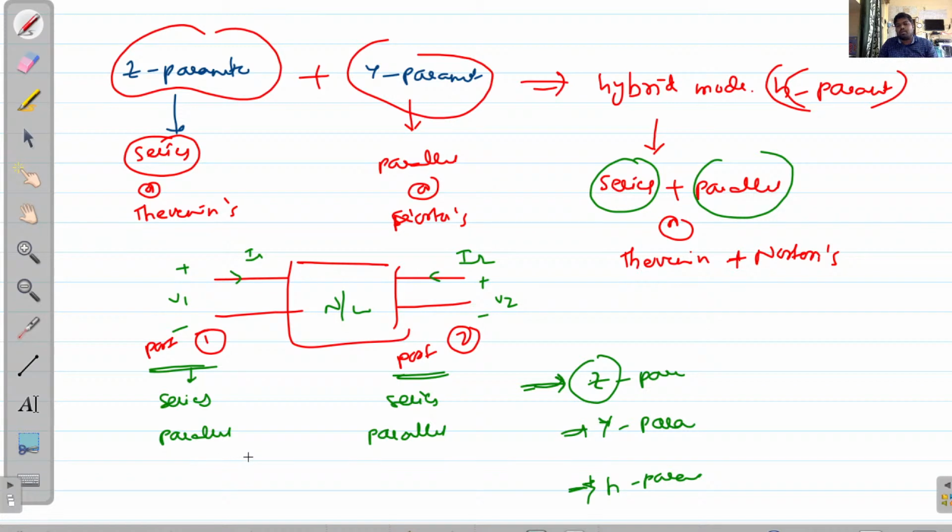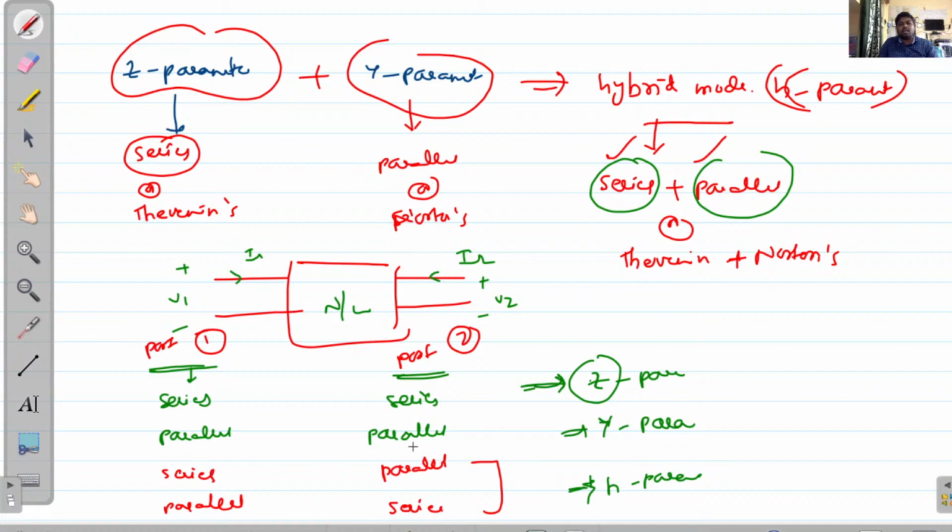That is very, very important. We have two possibilities. In the first case I will take series. I already told you the hybrid model is nothing but a series and parallel combination. If I am taking series at port 1, obviously port 2 should be considered as parallel. If I am taking a parallel connection at port 1, obviously you can take port 2 as series. These are the two possibilities in this hybrid model: either parallel-series connection, or series-parallel connection.